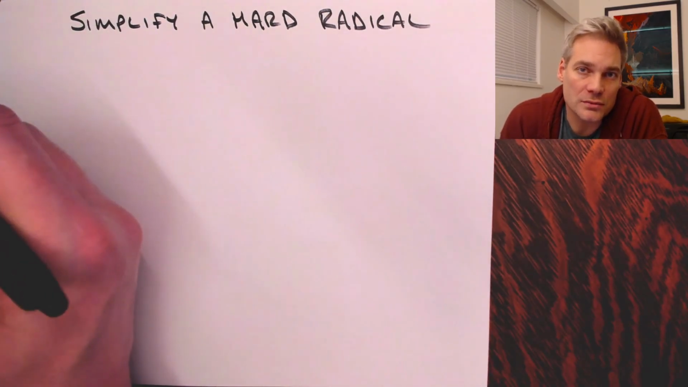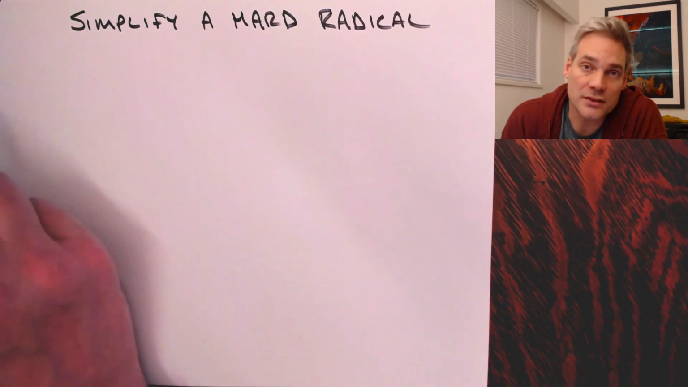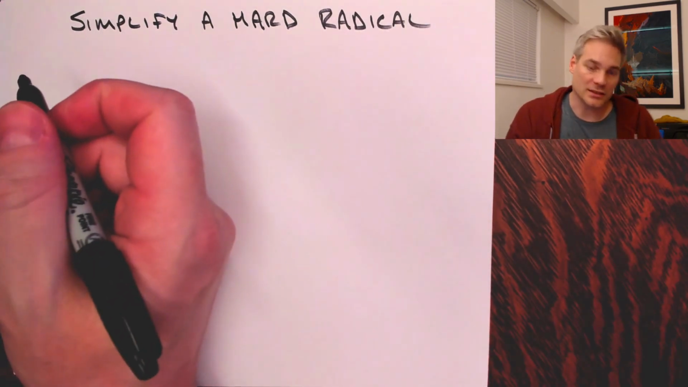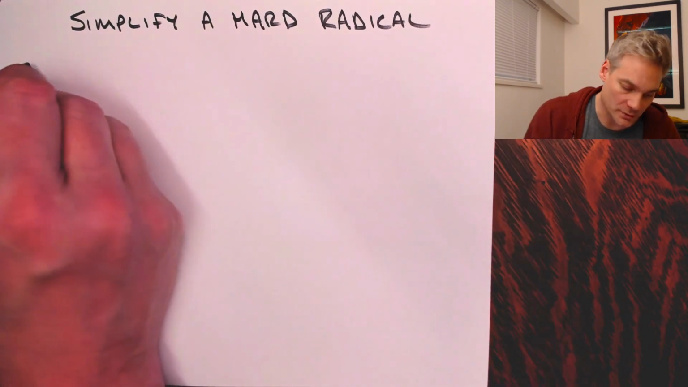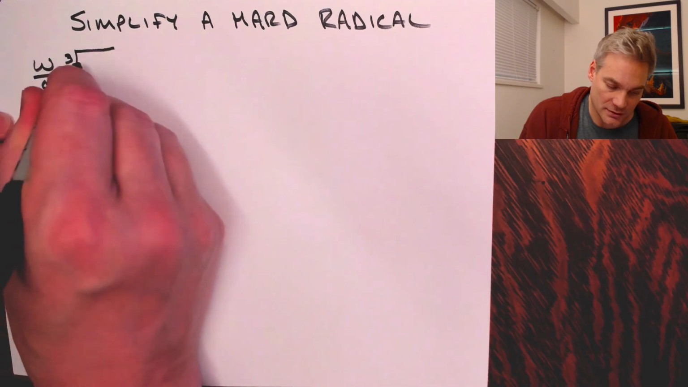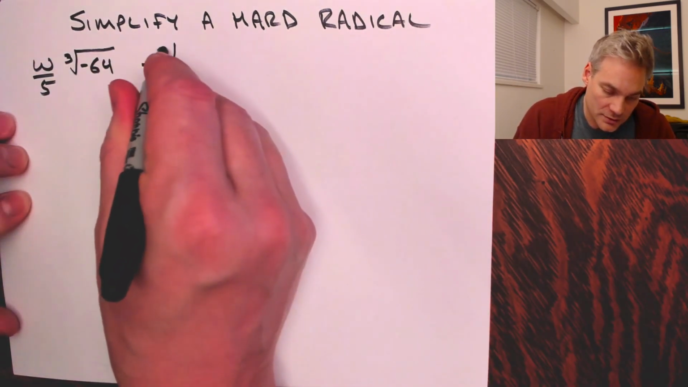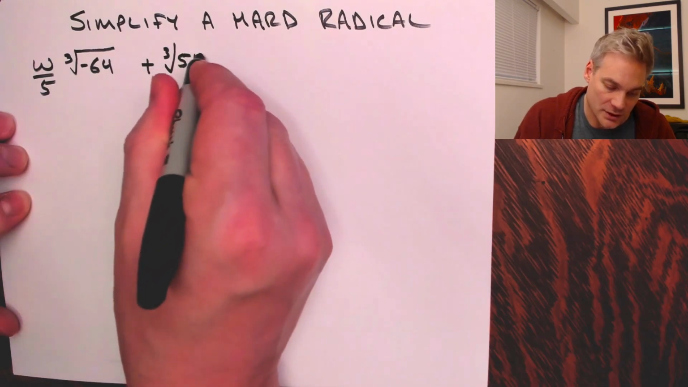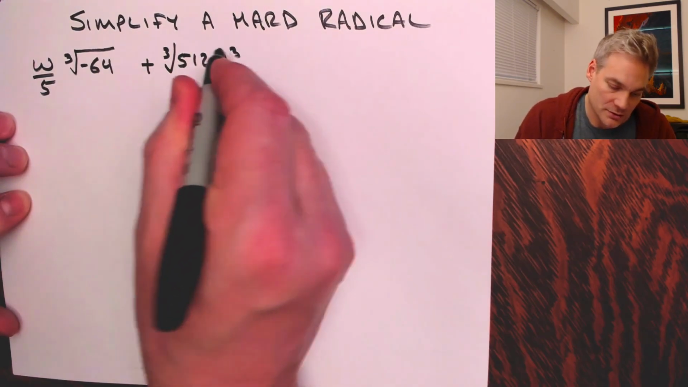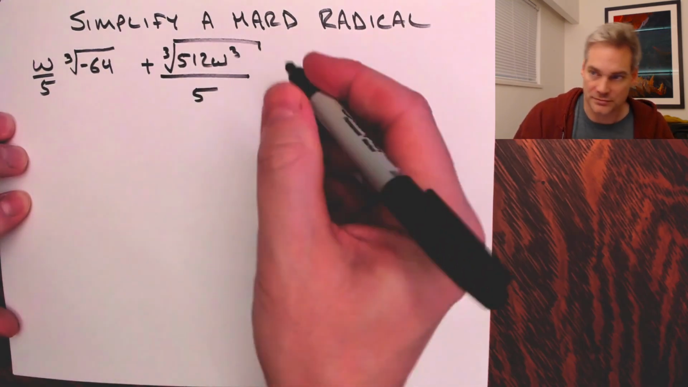Right? So we're just going to go over a quick example of how to simplify a radical that looks hard, but it isn't very difficult. So what we have is w over 5, I'm writing this down off a different paper, plus the third root of 512 w cubed all over 5.